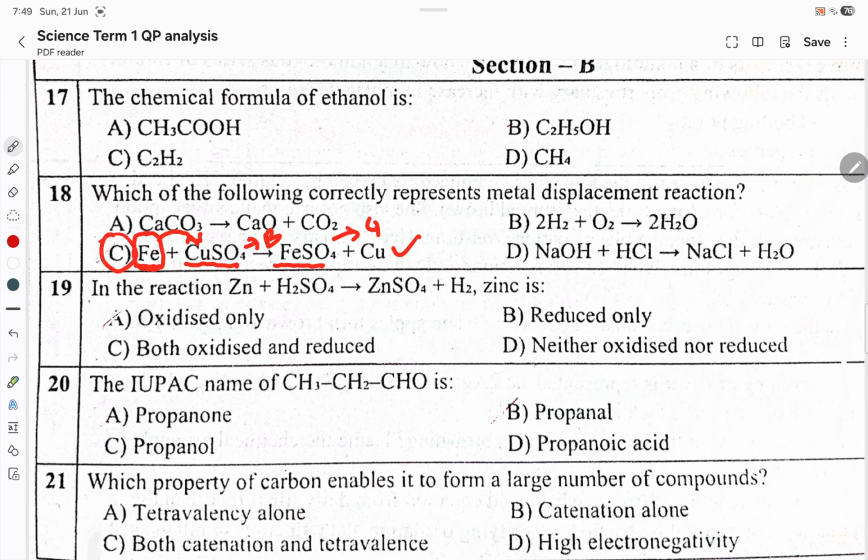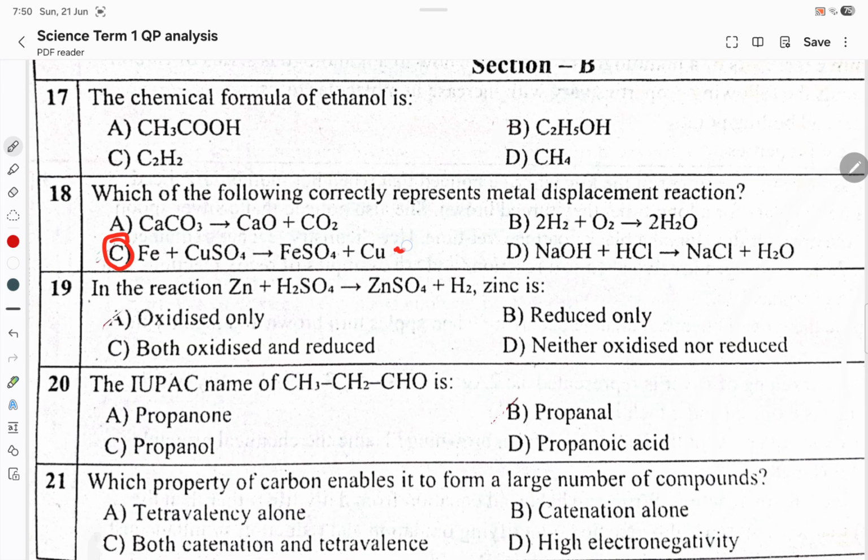Now let's see option 4 also. Why is it not a correct option here? What is the condition for a metal displacement reaction? It is a reaction between an element and a compound. But here, if you observe, both sodium hydroxide and hydrochloric acid are compounds. So of course this is not a metal. This is a double displacement reaction, or we can say double decomposition reaction, but not a metal displacement reaction.